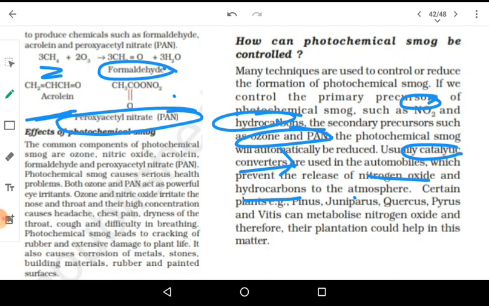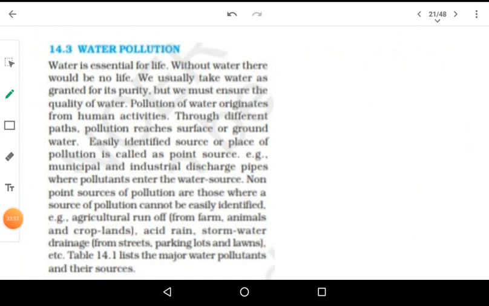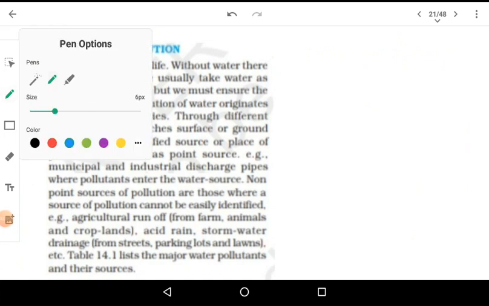Now another way is by the use of certain plants such as pinus, juniperus, quercus, pyrus, and vitis, which can metabolize nitrogen oxide, and therefore the plantation could help in reducing the photochemical smog. Let us now move further to the next part, that is water pollution.